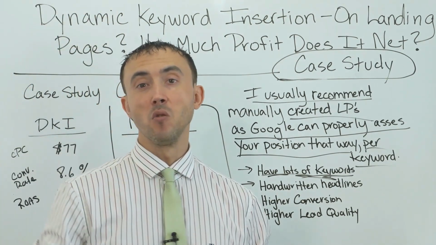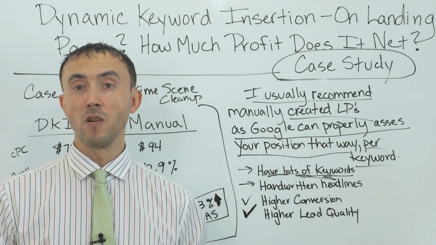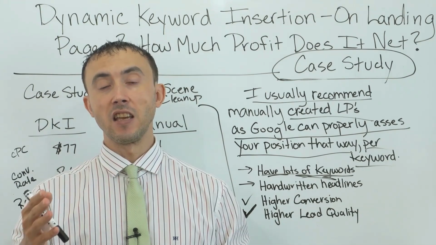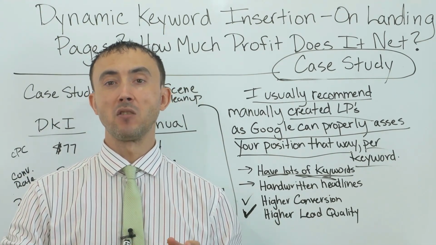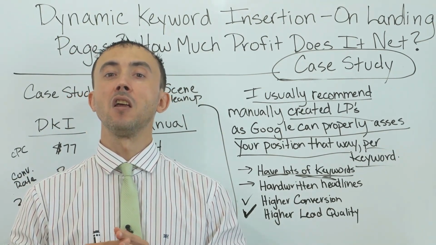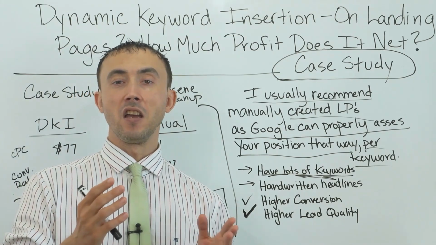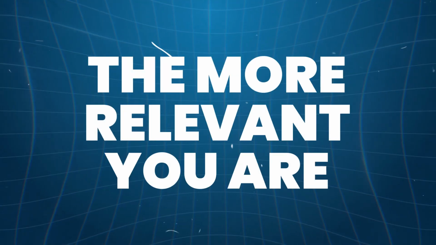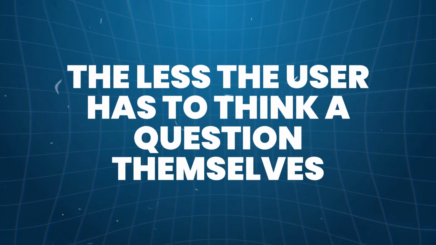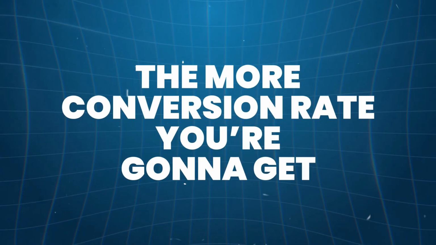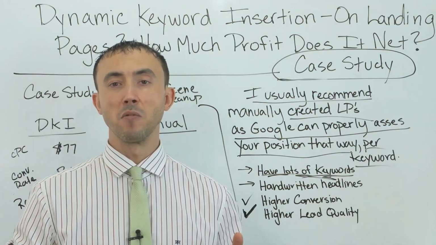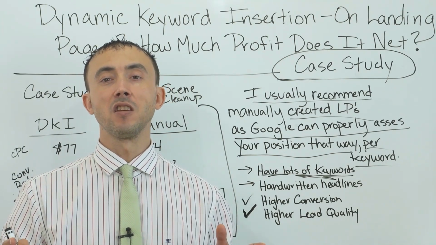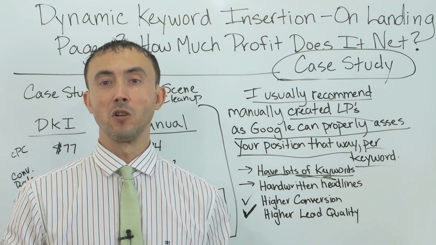Now, again, you will get an increase in conversion rate having the headline say toilet repair when somebody typed in best toilet repair Dallas. You'll just get a much higher conversion rate if the headline says best toilet repair Dallas. The more relevant you are, the less the user has to think and question themselves, the more conversion rate you're going to get. That's just how it works, bottom line. I don't care, this isn't to be disputed. People want what they searched for, bottom line.